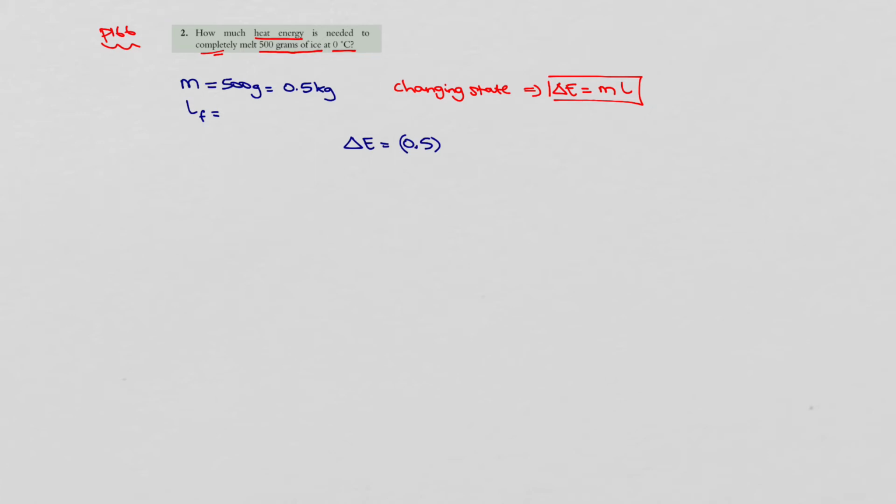On the top of page 166, we can see that that value is 3.3 by 10 to the power of 5 joules per kilogram. So we'll multiply that by 0.5. And that gives us the heat energy needed to completely melt it to be 165,000 joules.